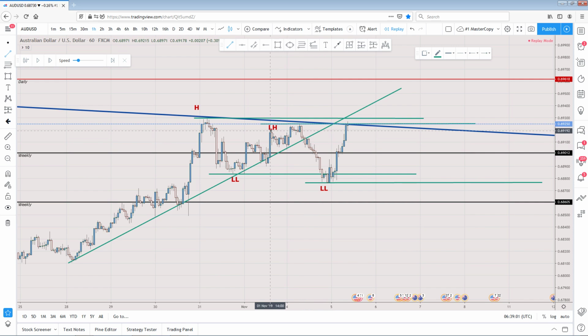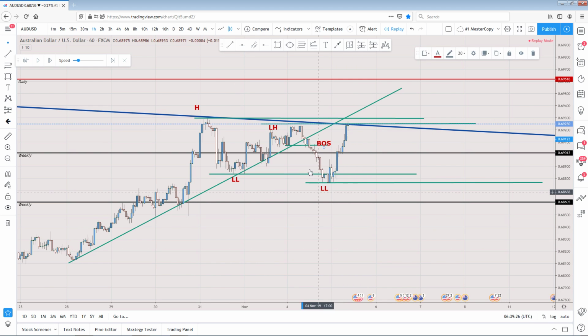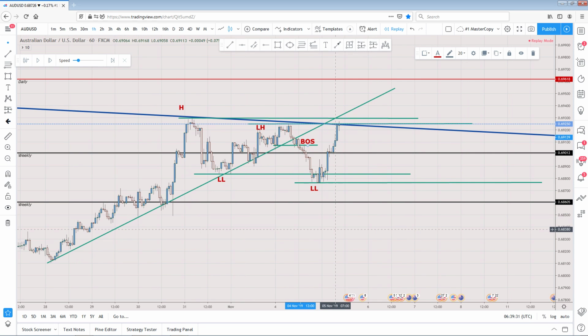So because we made a higher high, a lower high, a higher high, and then we tried to go a little higher, but I'm just going to call this the break of structure and also a trend line break area. So let's just note that. Break of structure. Also, let's call it a trend line break. We'll just put it for short, break of structure.